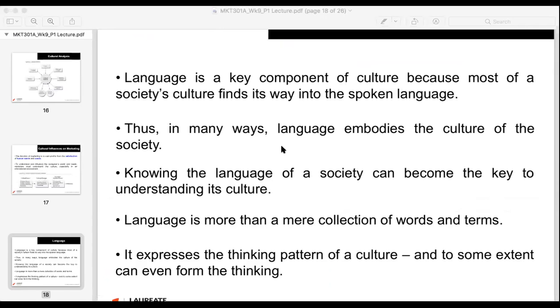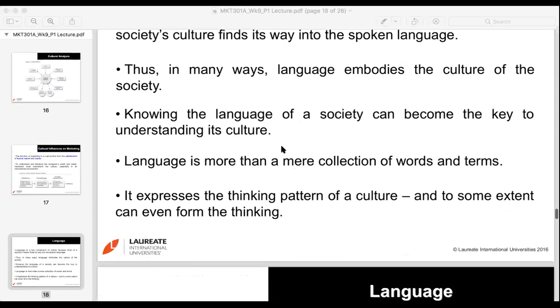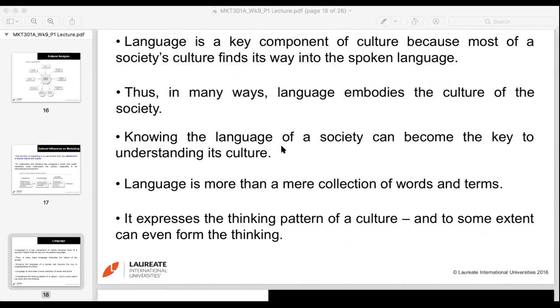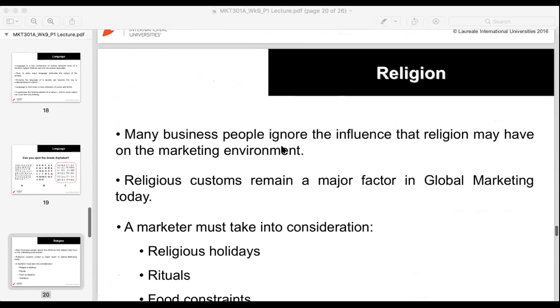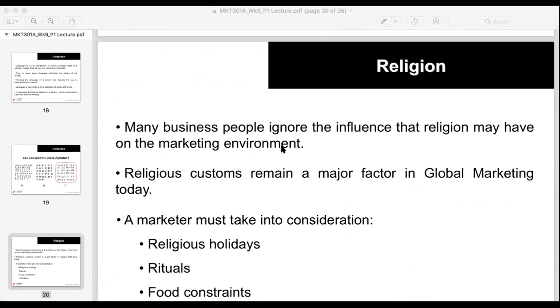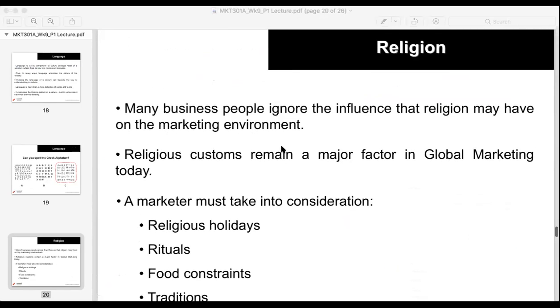Okay, it includes symbols that certain culture groups adopt to communicate among themselves. Okay, it also reflects how they express their thinking, or thinking pattern in a culture. Okay, and religion is another one. Okay, that affects how consumers select certain products.